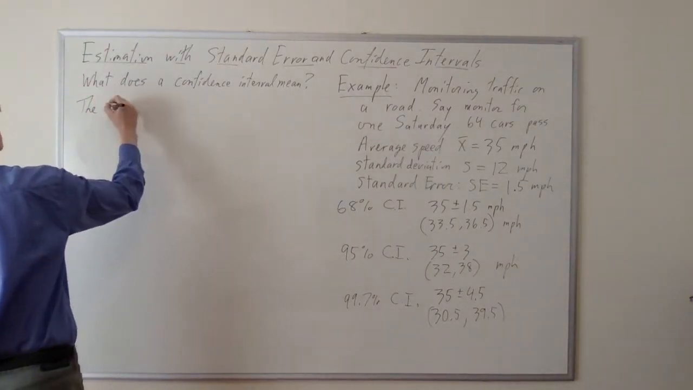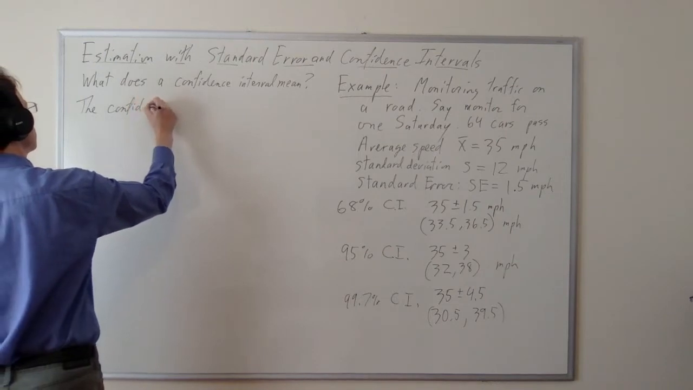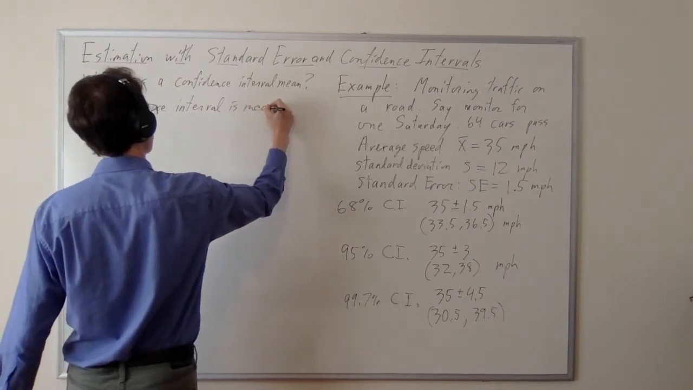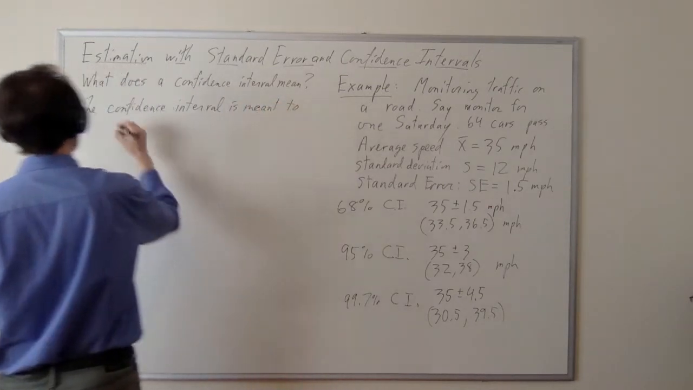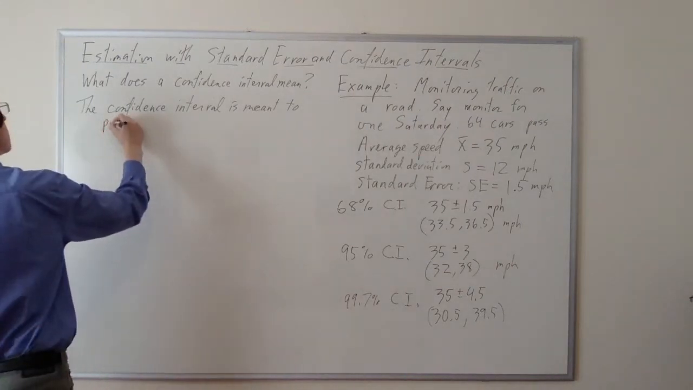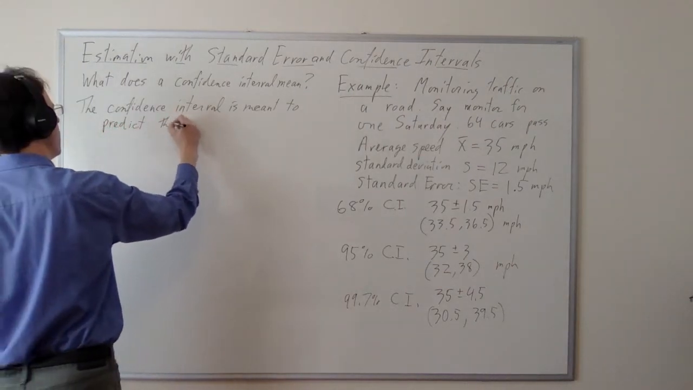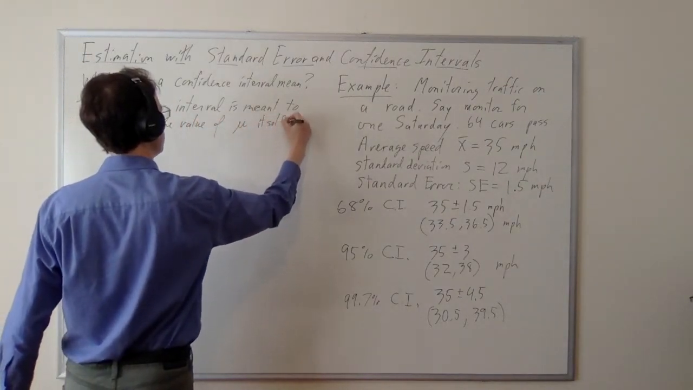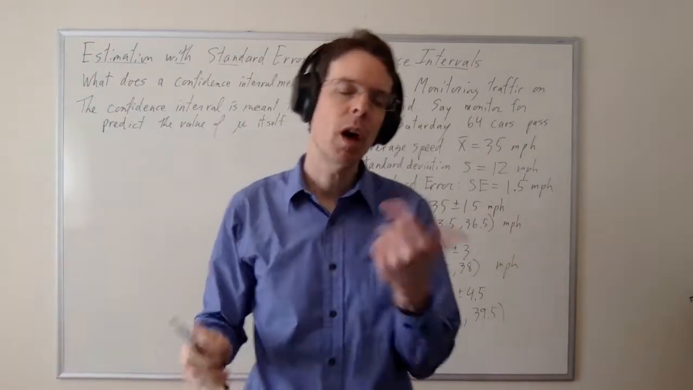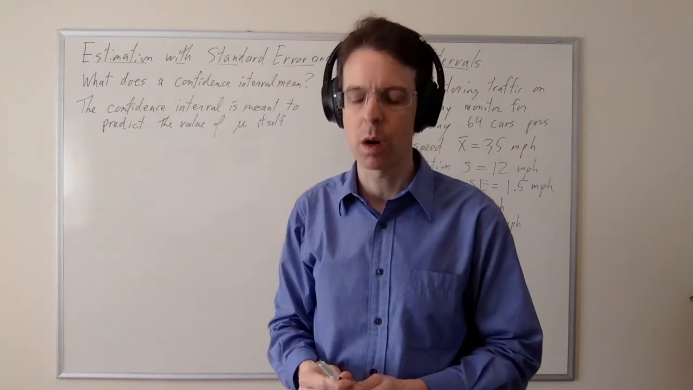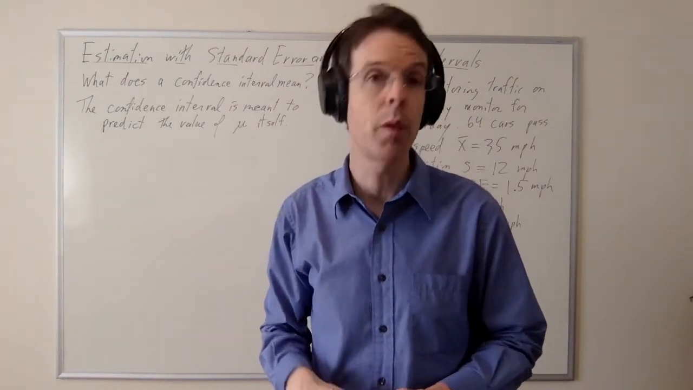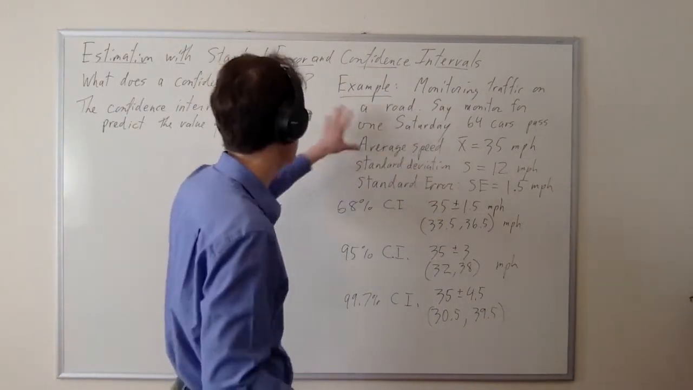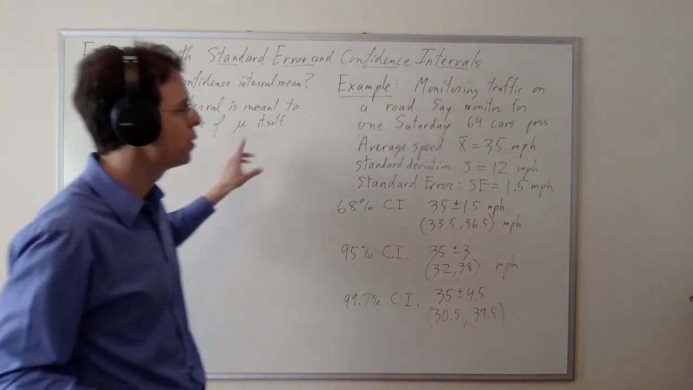So the confidence interval is meant to predict the value of mu itself. Now, this is slightly imprecise. We have confidence intervals for means, and we also have confidence intervals for proportions, and we have confidence intervals for other things too. But this is a confidence interval for a mean, so I'm just going to work with the mean value here. So the confidence interval is meant to predict the value of mu itself.